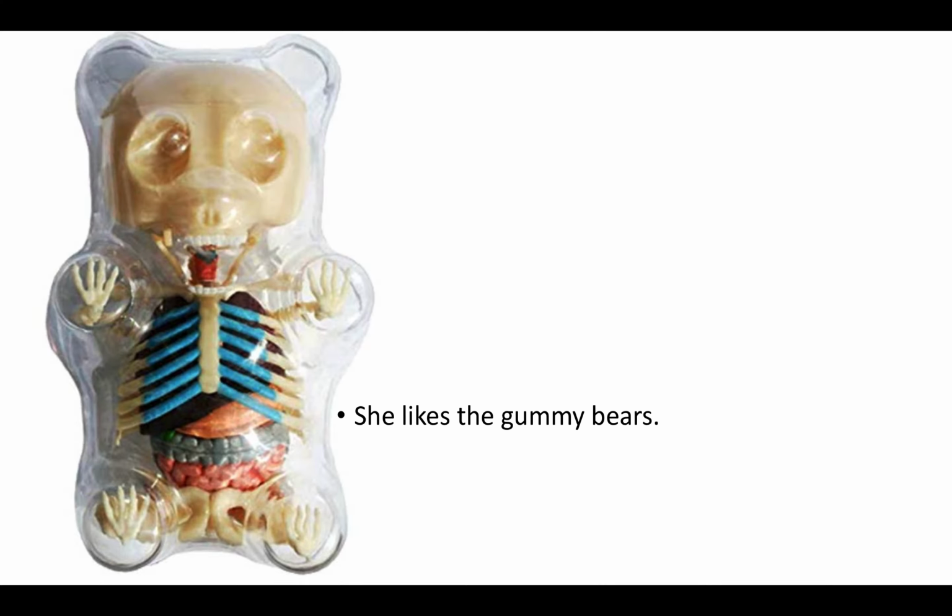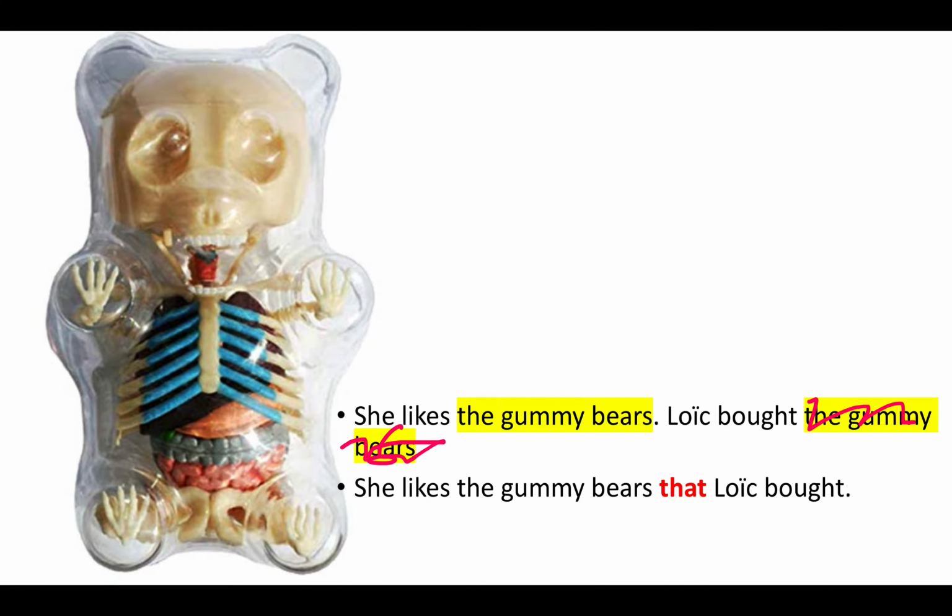Look at this example in English. She likes the gummy bears. Loïc bought the gummy bears. That's kind of repetitive. We have the words gummy bears twice. We want to get rid of one of them. We need to link the two sentences. She likes the gummy bears that Loïc bought. We're using the relative pronoun that, and it's referring to the gummy bears.